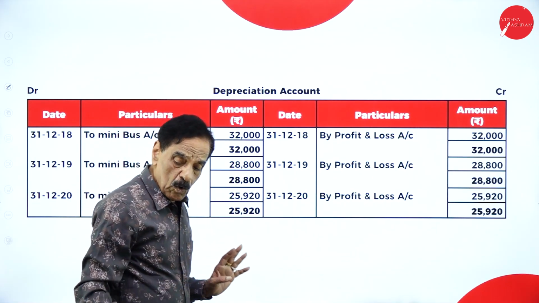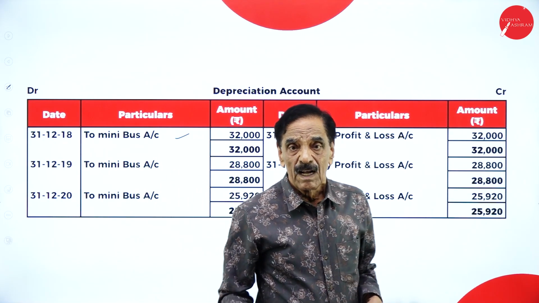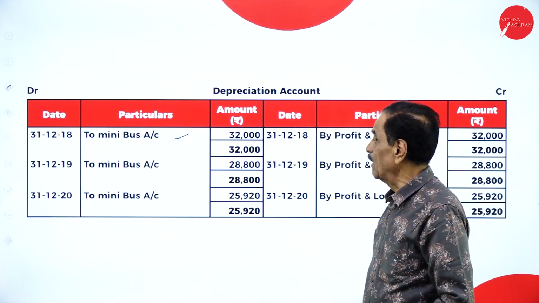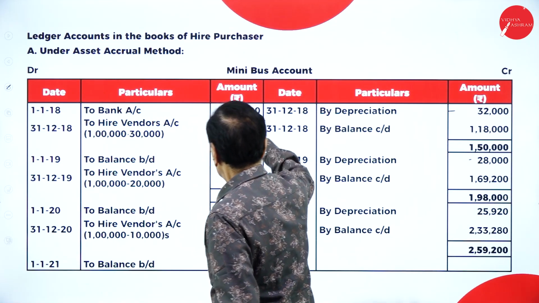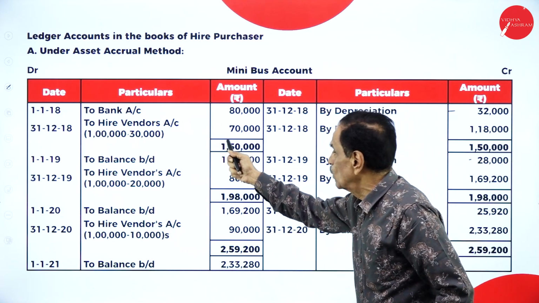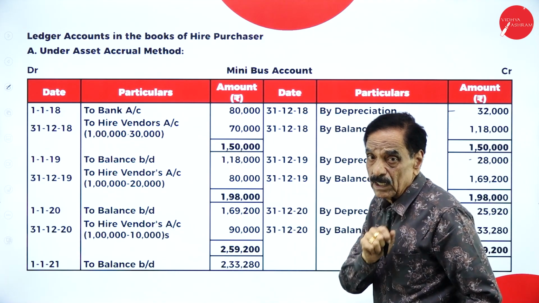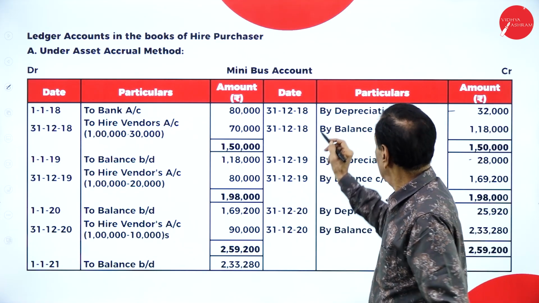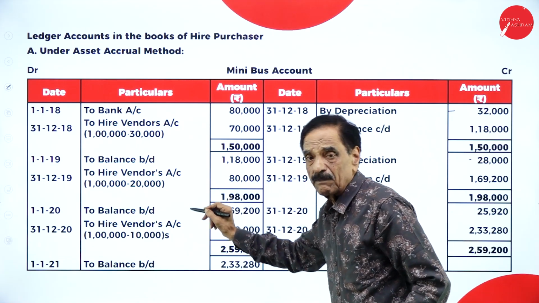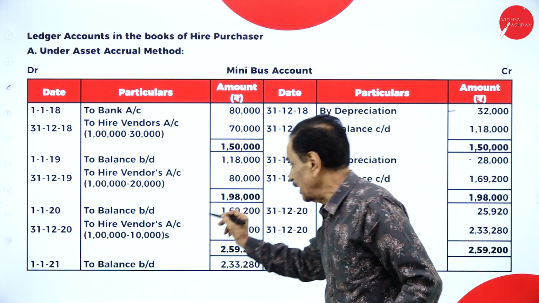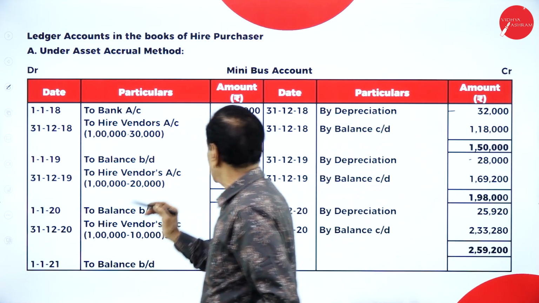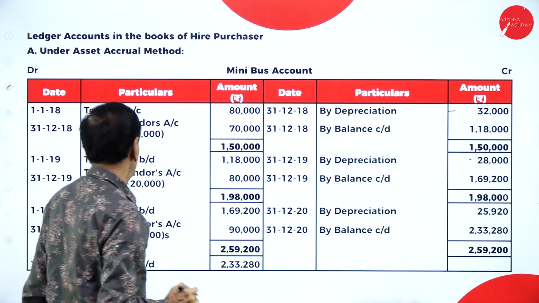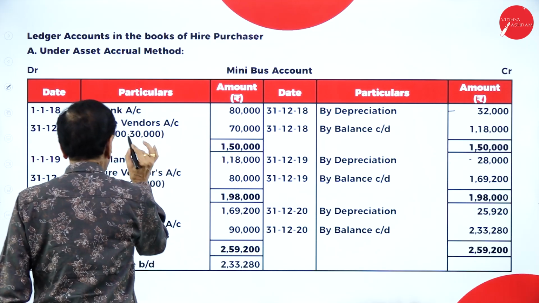This remains the same. Only changes in the accrual method, only in the hire seller account. See that here under accrual method, down payment is to bank account, to hire vendor 70,000. Interest should not be shown. But in the credit purchase method, interest should be shown. Then by depreciation, brought down, hire vendor. So it includes only the cost price, 70,000, 80,000, 90,000. Only cost price. This is minus 30,000.